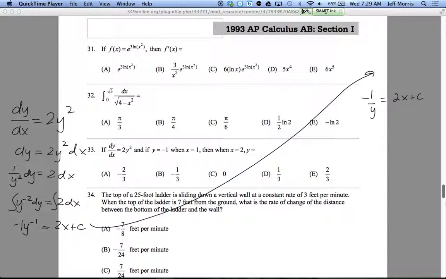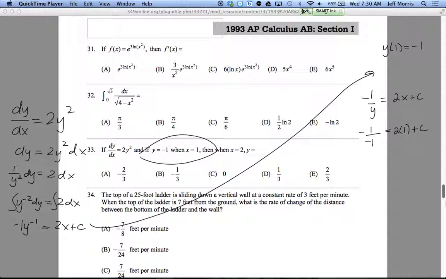Now, you can really solve for c at any point, but as soon as you plug in, you can't change c anymore. I can keep changing c and calling it whatever I want, but as soon as you plug in, you're done doing that. What's the point they gave you to find c? Right there. So we've got y of 1 is equal to negative 1. So it would be negative 1 over negative 1 equals 2 times 1 plus c.